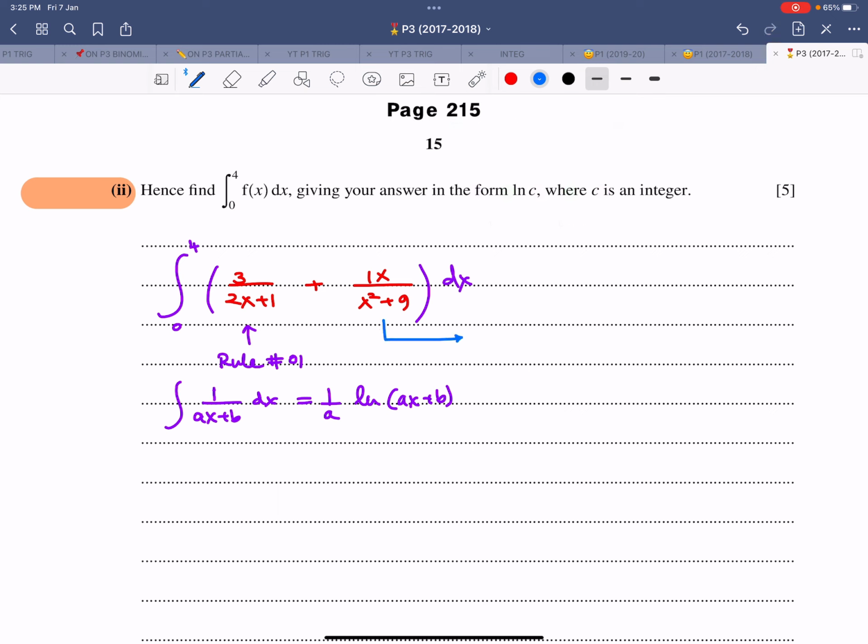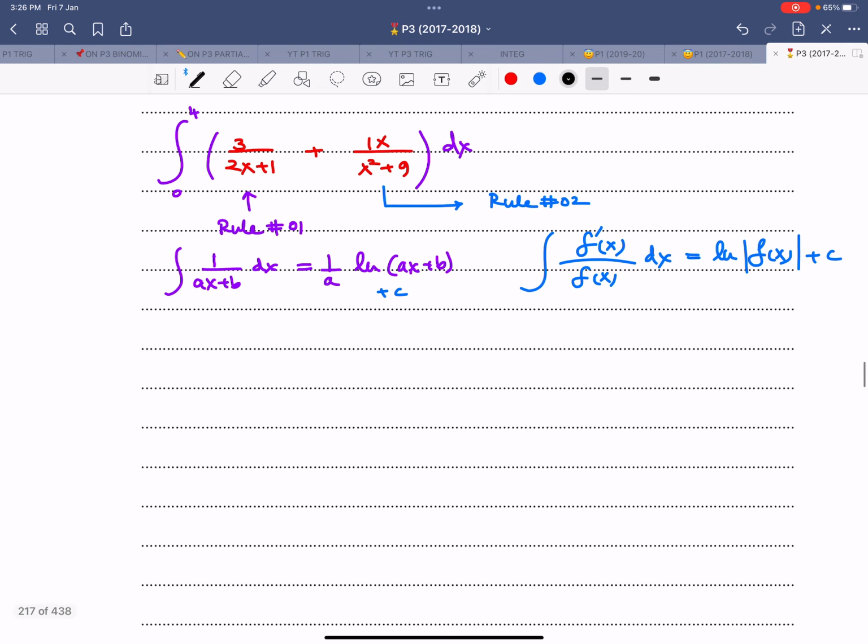What is rule number 2? Rule number 2 is you have the numerator and you have a denominator. And if the numerator is the derivative of denominator, then the integral is ln of denominator. Again, c is not applicable over here. So therefore, we have 3 integral 1 over 2x plus 1 dx. Let me separate it. And we have x over x squared plus 9 dx. This limit is 0 and 4. I can collect them later.